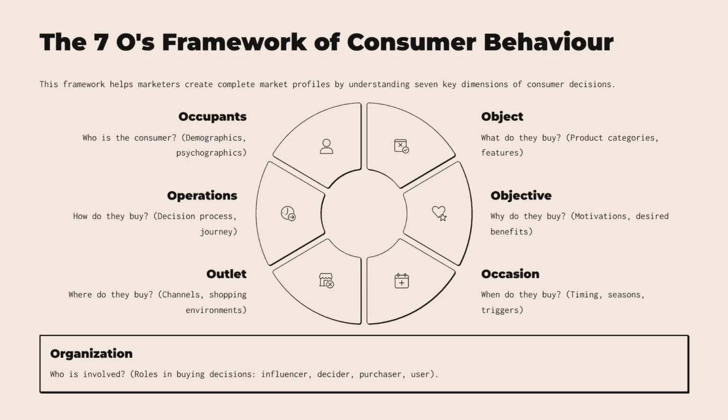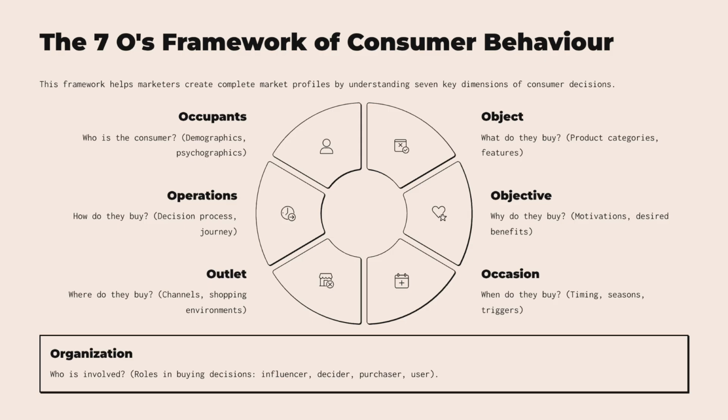To systematically analyze these behaviors, we use a diagnostic tool known as the 7 O's framework of consumer behavior. This framework asks 7 critical questions that help profile the market. Let's go through them. Here the first one is occupants. Who is the consumer? This defines the target demographic. Next one is object. What does he or she buy? This refers to the product type. Next is objective. Why is the consumer buying? This touches on the need or motivation for purchasing the product.